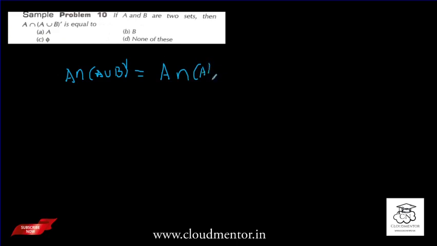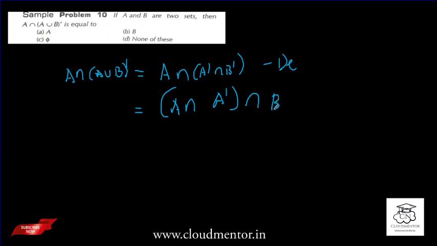That is A intersection A complement intersection B complement. This is by De Morgan's law. And now we can use the associative law here. So by using associative law, we can write it as A intersection A complement intersection B complement. They are the same. So this is by associative law. You may check the associative law.